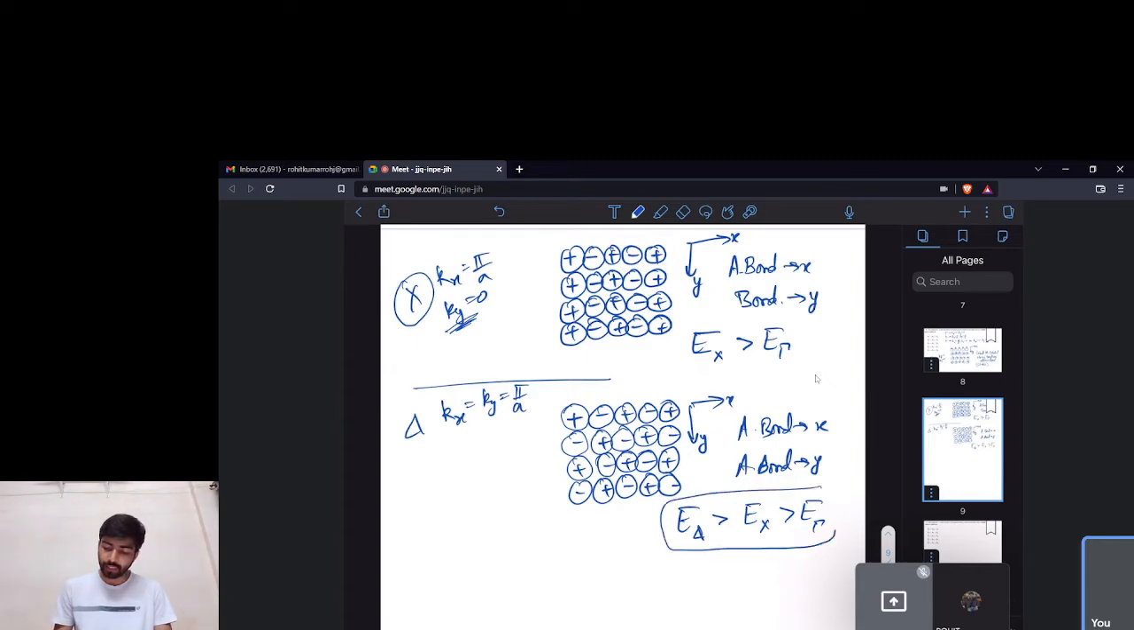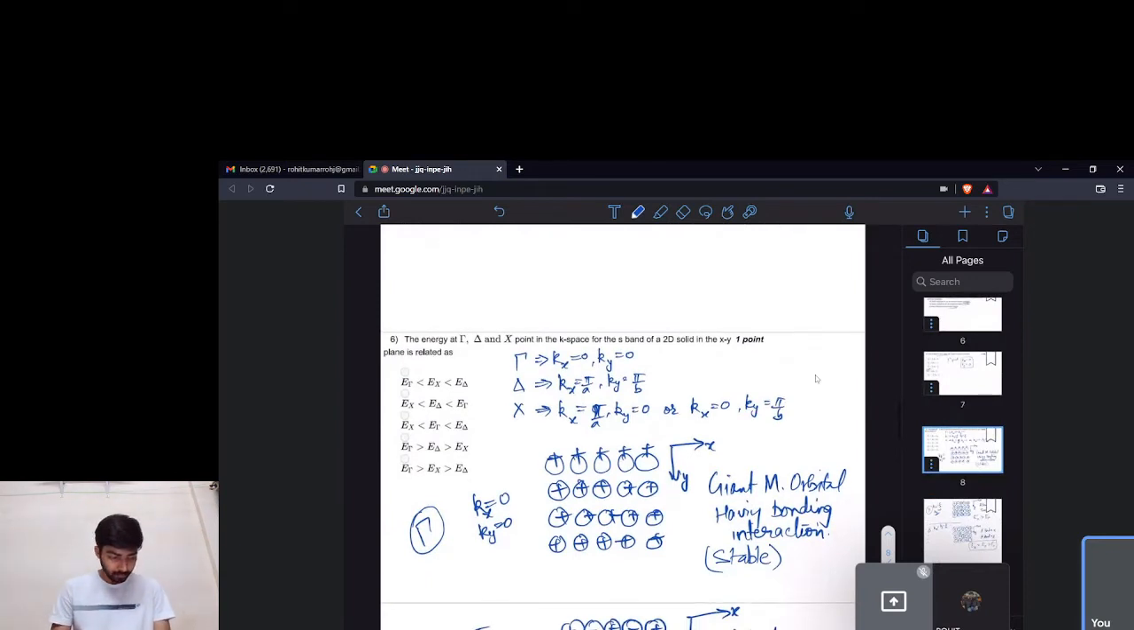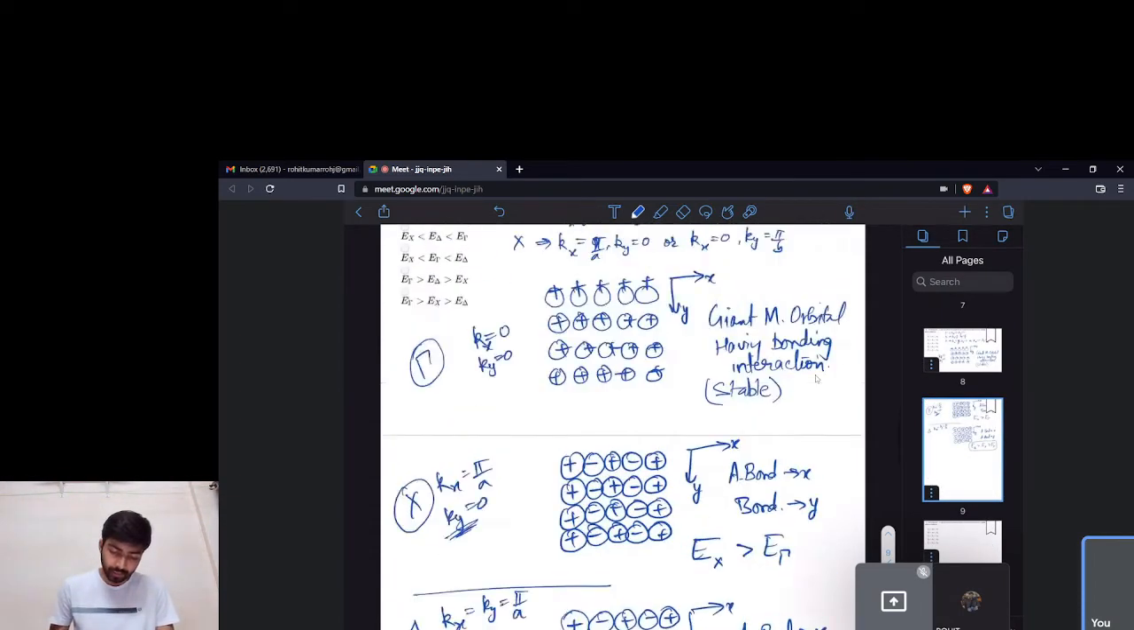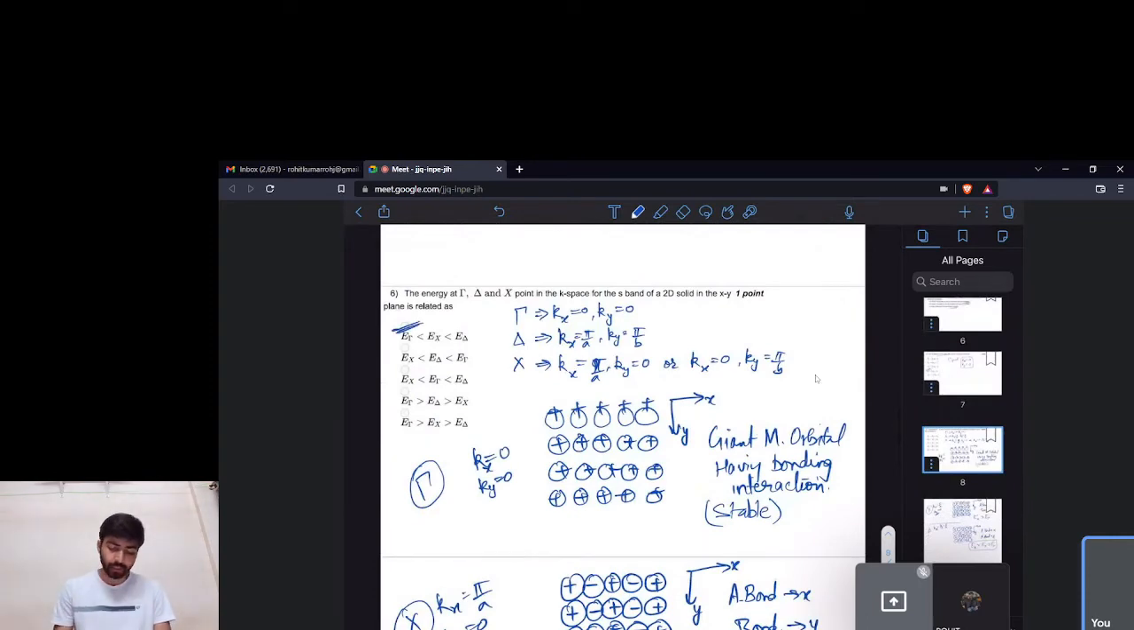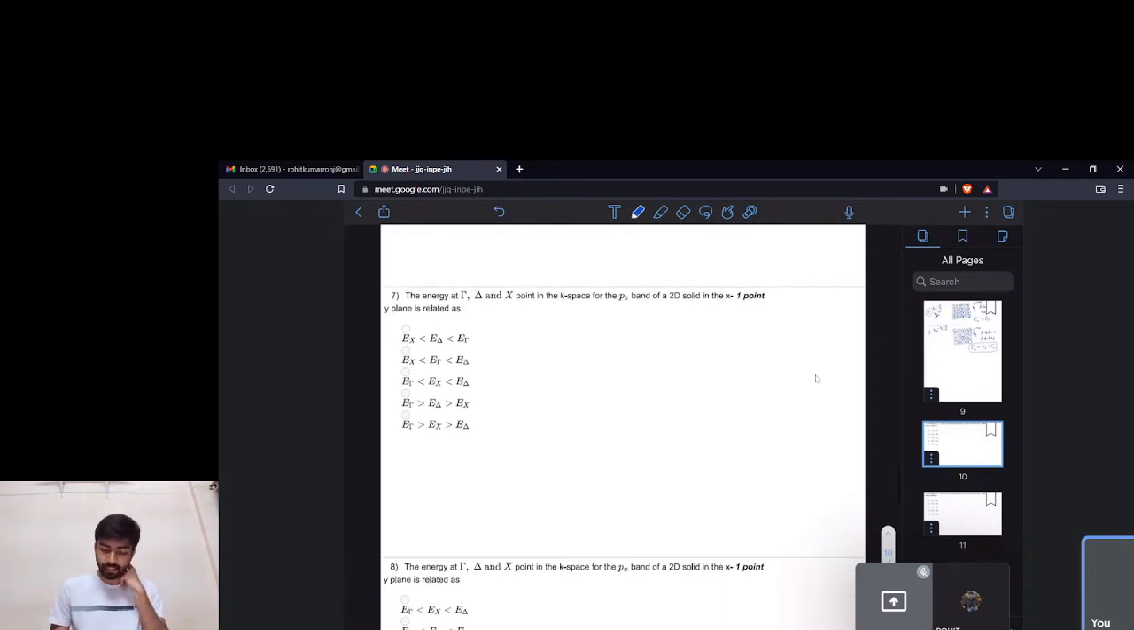So this will be the trend for s orbitals in 2D. Energy of gamma is lesser than Ex, that is gamma, x and delta. This option is correct. Now what the 7th question says is that in a similar two-dimensional solid, what would be the energies for the px band at delta, gamma and x point in the k space.